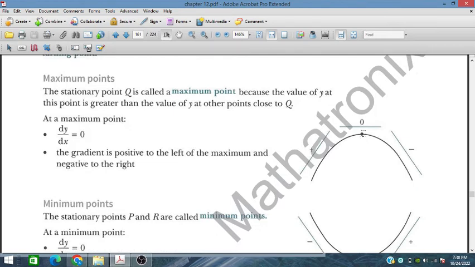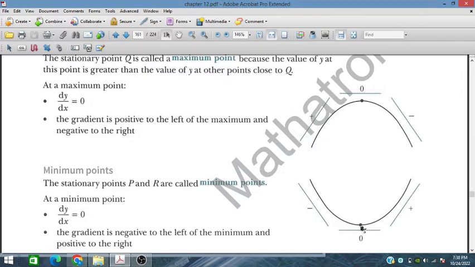At a maximum point, the left-hand slope is a positive slope, while the right-hand slope is a negative slope. On the other hand, for a minimum point, the left-hand slope is a negative slope, and then the rising slope is a positive slope. So this is the minimum point, and this is the maximum point. Both the maximum point and minimum point have dy by dx equal to 0, and the gradient is positive to the left for a maximum point, and negative to the left for the minimum point.